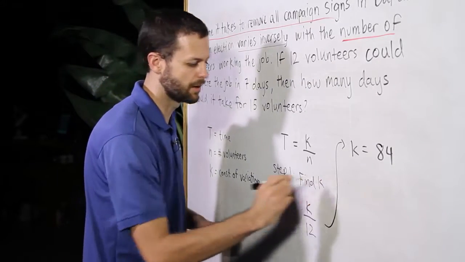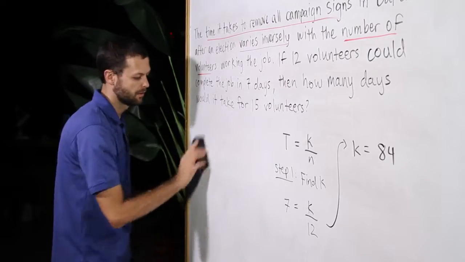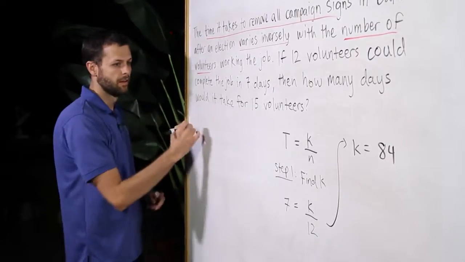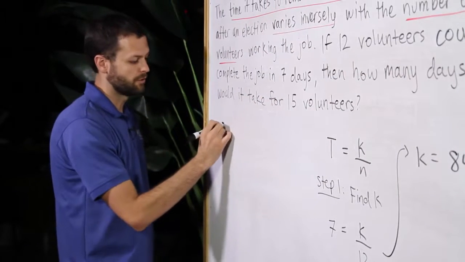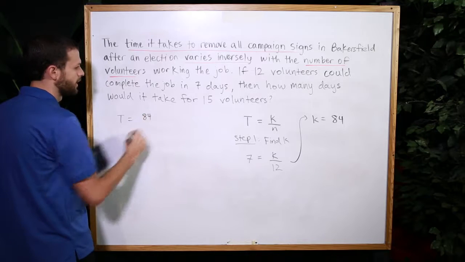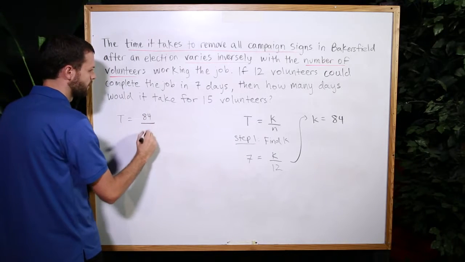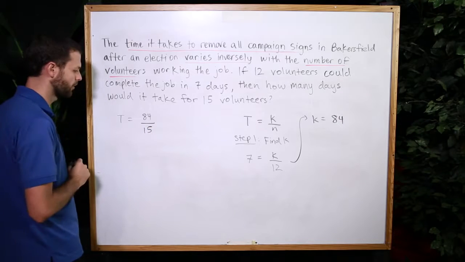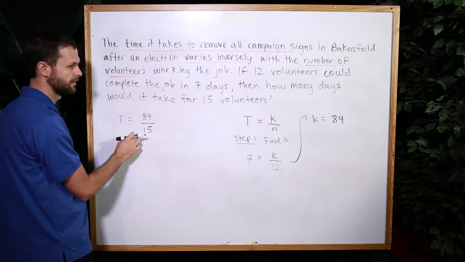So let me set that equation up over here. Let me just make some room. Okay. So instead of time, I'm just going to write T, and instead of K, I'm going to write 84, and instead of number of volunteers, I'm going to write 15. Okay, so I now have T equals 84 over 15.